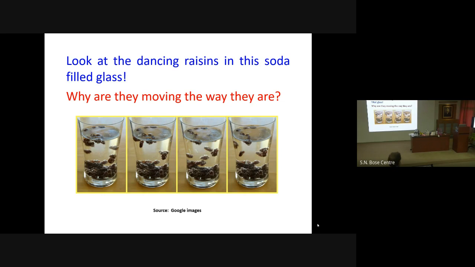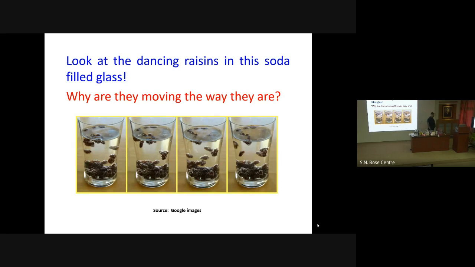So what is happening is, one, is the bubbles. You see, soda, if it goes in, it's water, it will become heavier. It's the bubbles which are coming out, and raisins have these wrinkles, so they get stuck. And therefore, buoyancy takes it up. As it goes up, bubbles break, it comes down. Okay? So I'll just leave it here and see.